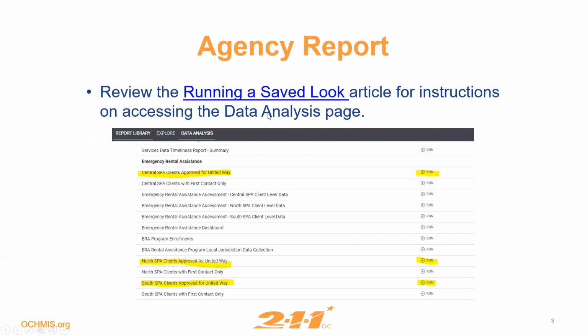So we have a copy of this report for each SPA to be able to run and look at the data that United Way is receiving related to the SPA and AMI fields. On this visual here, I've highlighted the names of the report in HMIS, and you can run them for your SPA. If you have questions about how you get to this data analysis page where these reports are located, you can check out this Running a Saved Look article, but it's under your report library on the data analysis page.